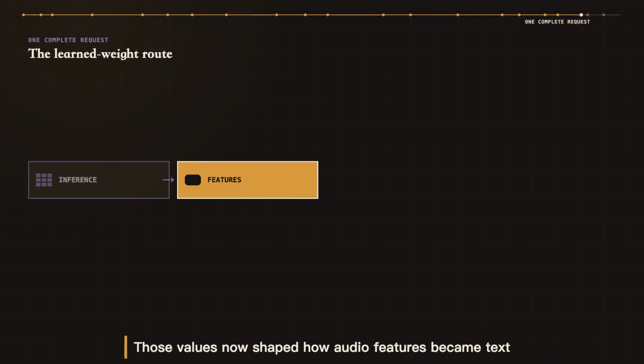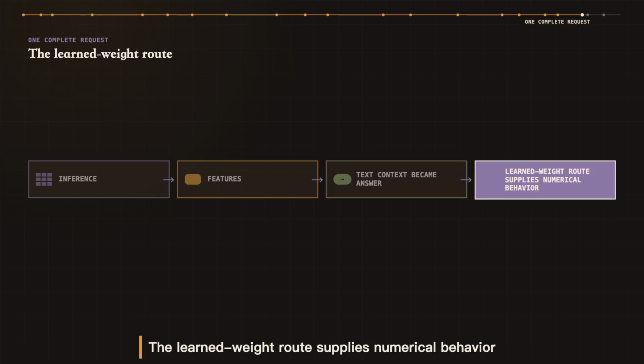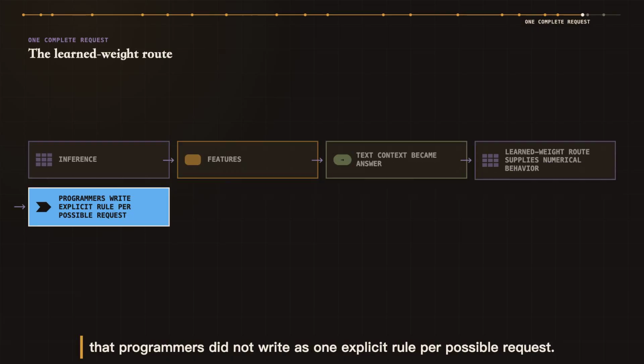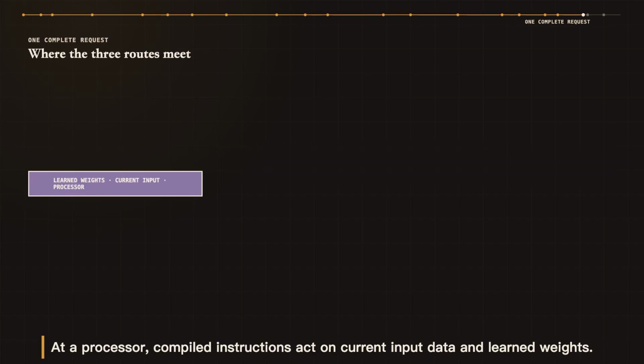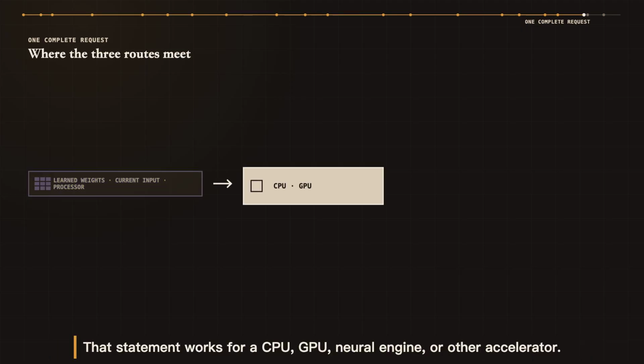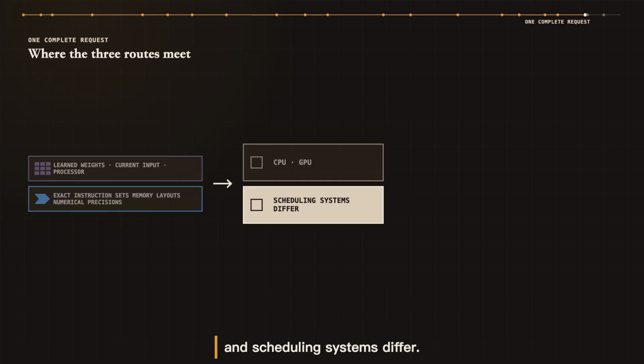Those values now shaped how audio features became text and how text context became an answer. The learned weight route supplies numerical behavior that programmers did not write as one explicit rule per possible request. Add a processor. Compiled instructions act on current input data and learned weights. That statement works for a CPU, GPU, neural engine, or other accelerator. The exact instruction sets, memory layouts, numerical precisions, and scheduling systems differ.